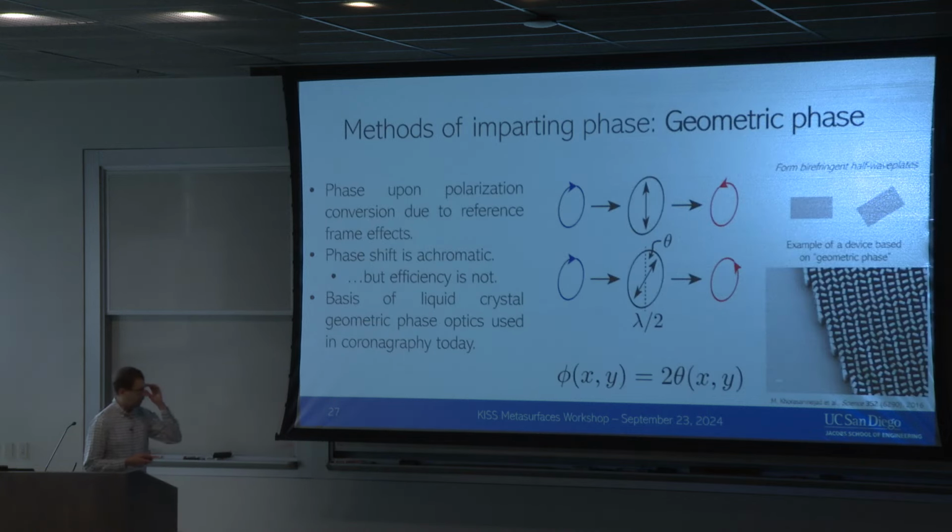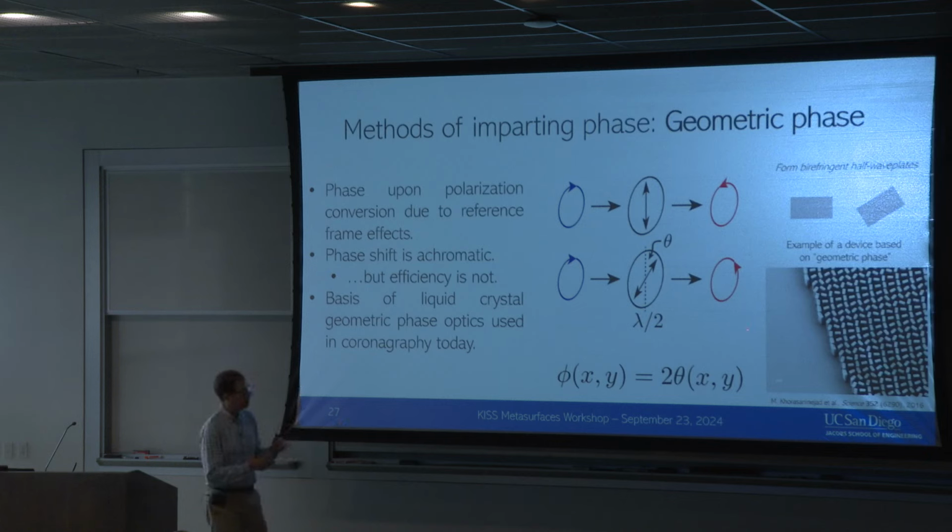Another way, which is very popular both in earlier diffractive optics and in metasurfaces, is something known as the geometric phase. Now, this is very counterintuitive the first time you ever learn of it, but this comes about from polarization state transformations. So if we have circularly polarized light that goes through a half-wave plate, it will flip into the other circular polarization. But it turns out, and you can show, that it will pick up a phase depending on the angular orientation of the half-wave plate.